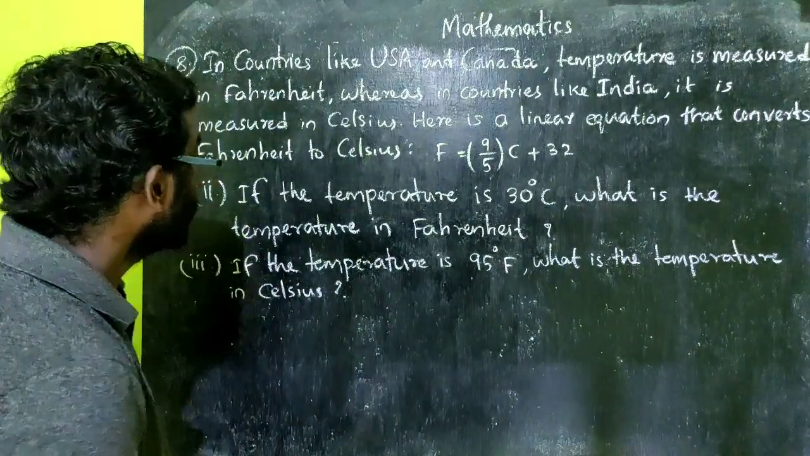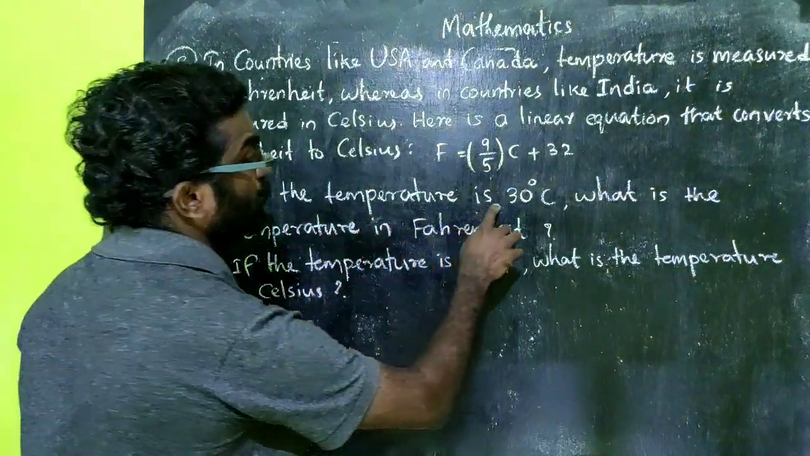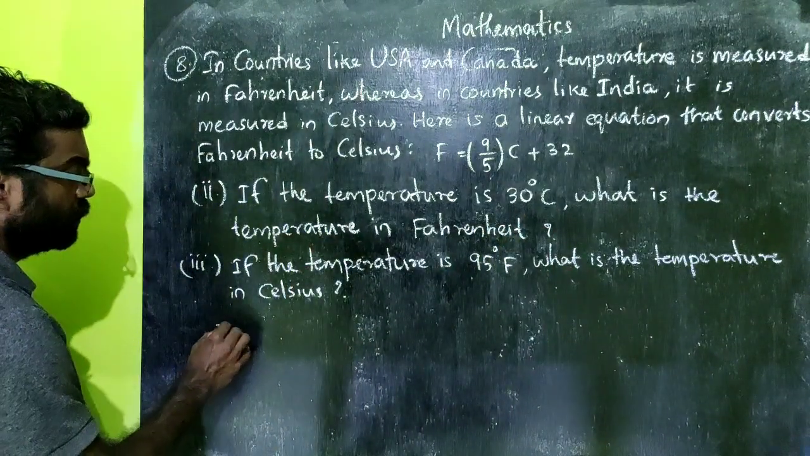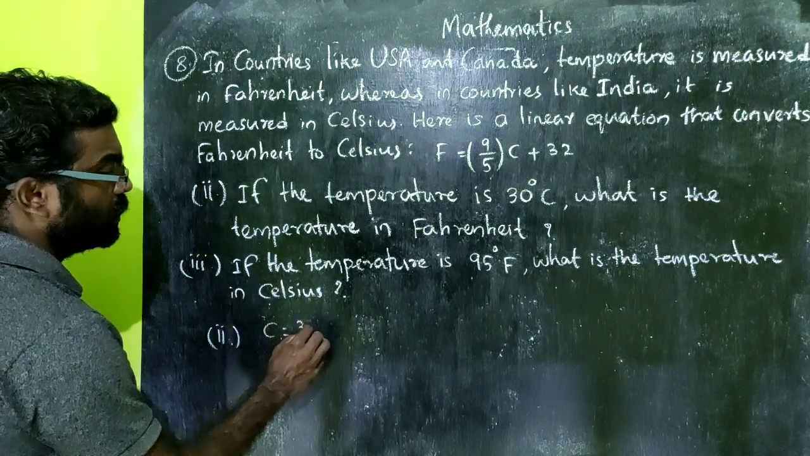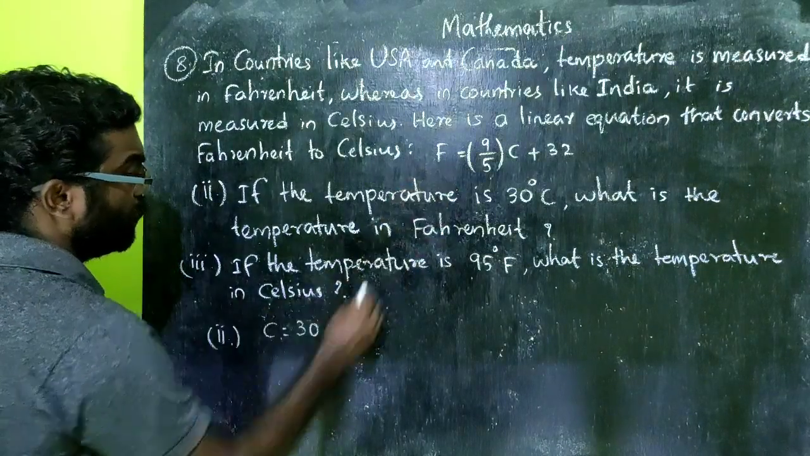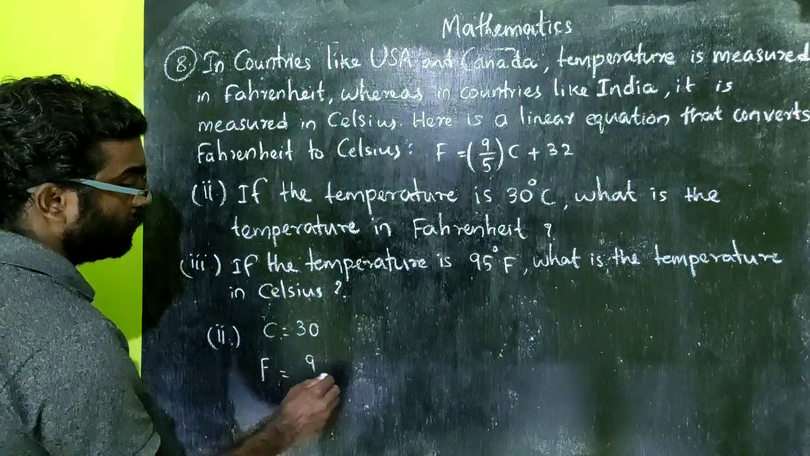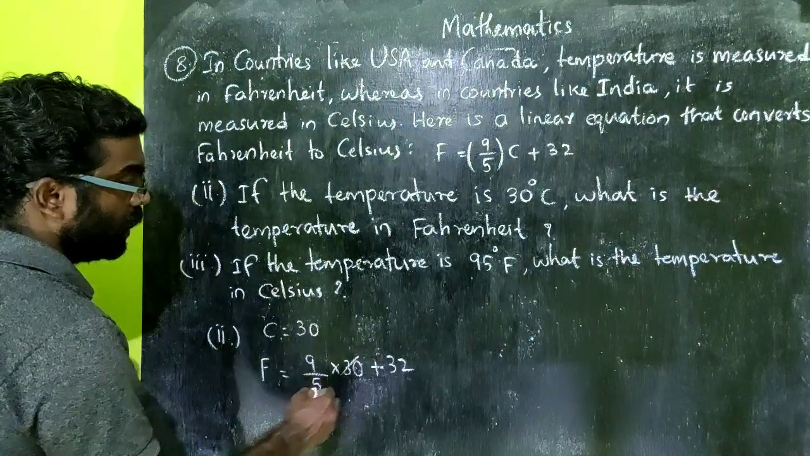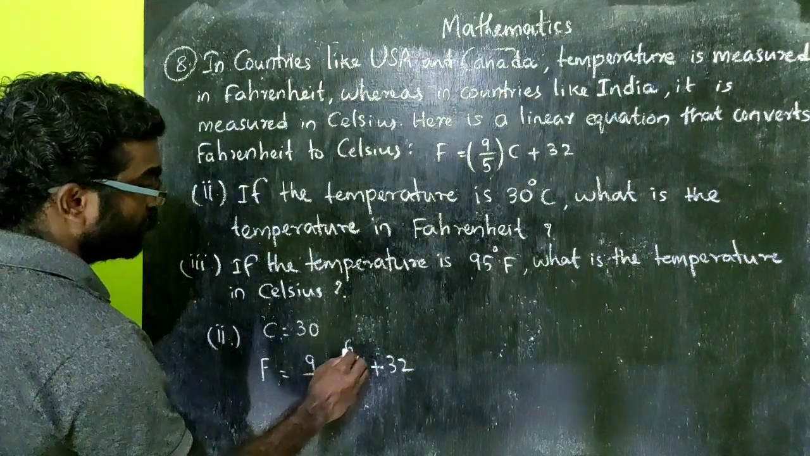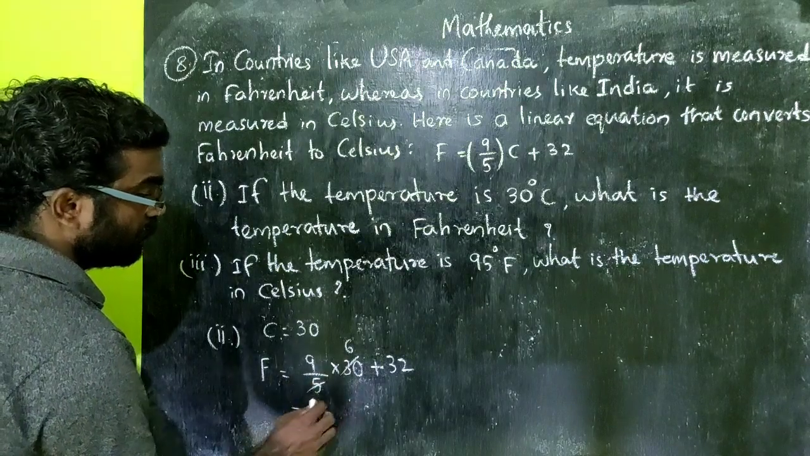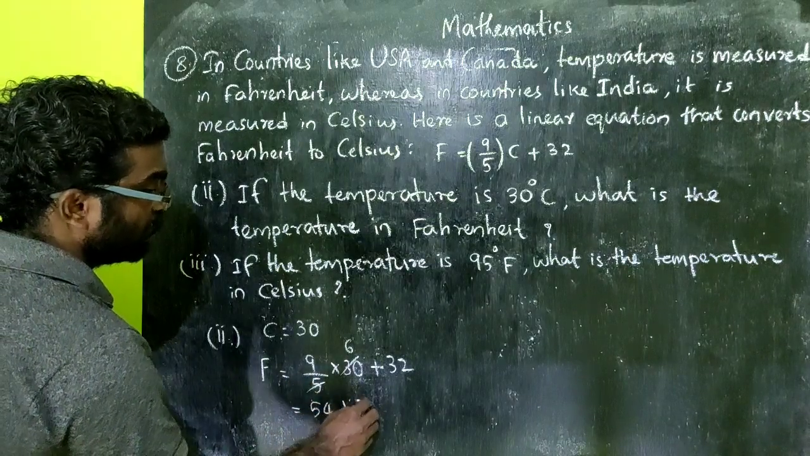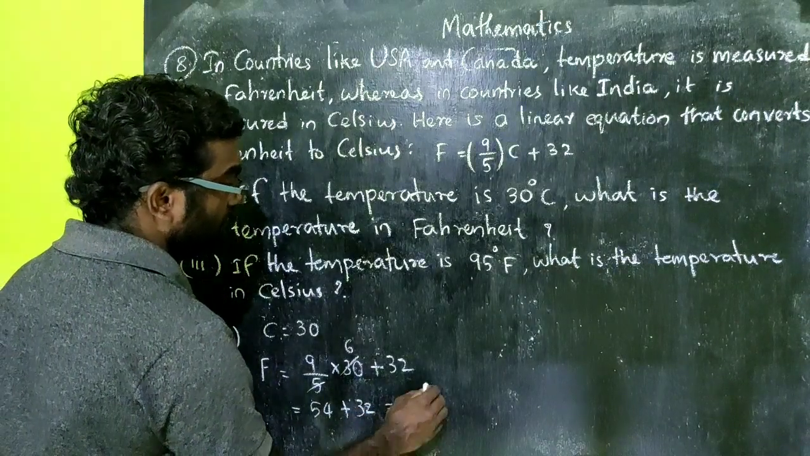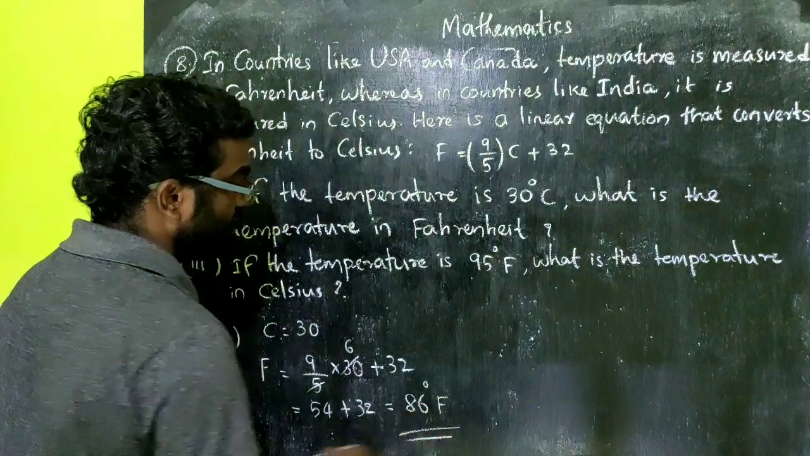Now we shall discuss the second sub question. If the temperature is 30 degrees Celsius, what is the temperature in Fahrenheit? So the value of C is given as 30. We have to find the corresponding value of F. So here F is equal to 9 by 5 into 30, then plus 32. This 30 and 5 we can cancel. 6 5s are 30 and 9 6s are 54. 54 plus 32 is 86 degrees Fahrenheit.